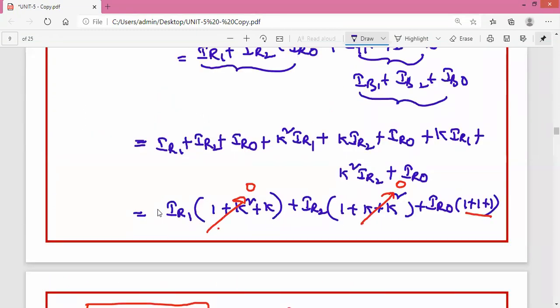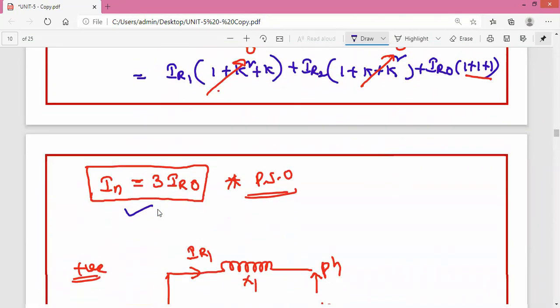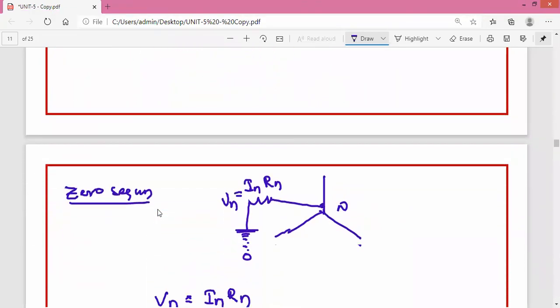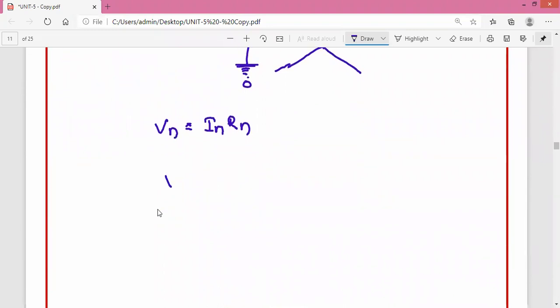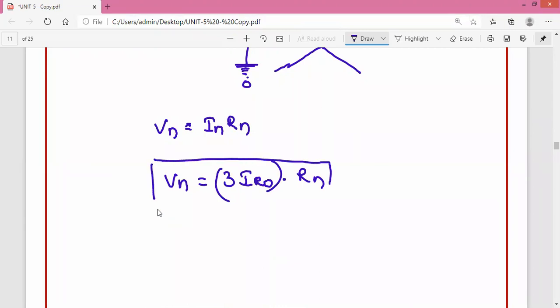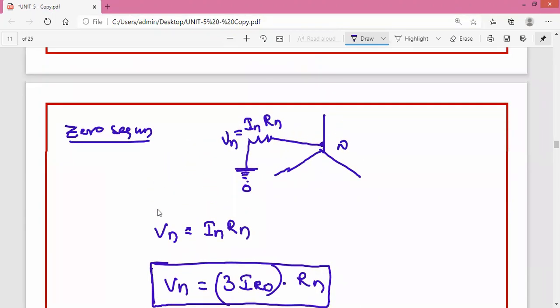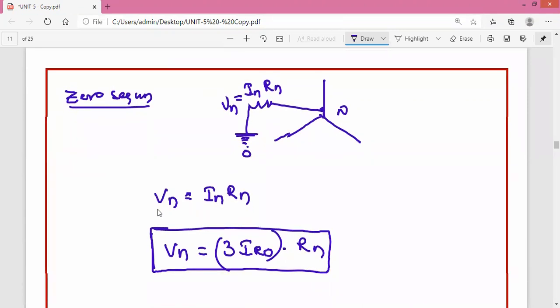But what do we know? The In value can be written as 3 times IR naught. So for the zero sequence component, Vn can be written by replacing In with 3 IR naught into Rn. So this is the Vn value for the zero sequence component. I have written the value of Vn, which is equal to the neutral current In into Rn. I know the neutral current In is equal to 3IR naught, and I have substituted it here.